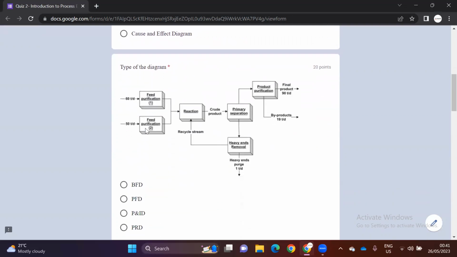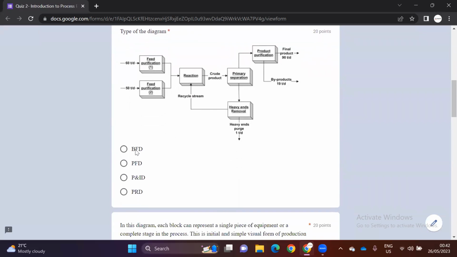Let's go to the second question. Type of the diagram is asked in the question. The diagram is shown with blocks. As you see, this is feed purification unit, the second one, reaction, recycle streams, primary separation, purification, and etc. So as you see, all of the processes are shown with blocks. Therefore, it will be block flow diagram, BFD.